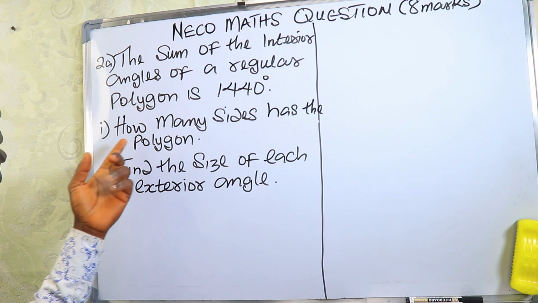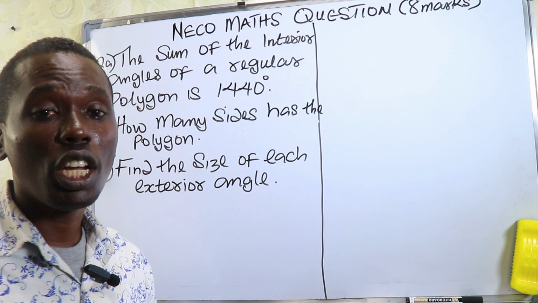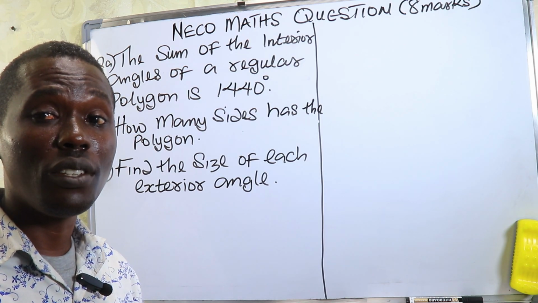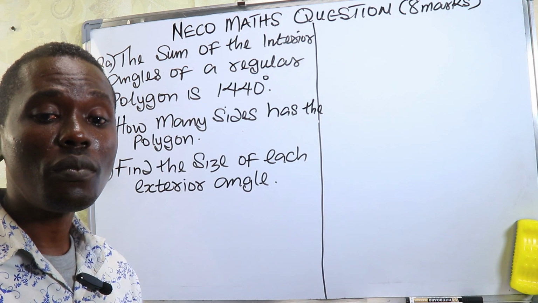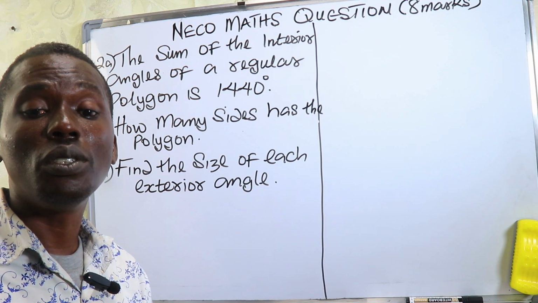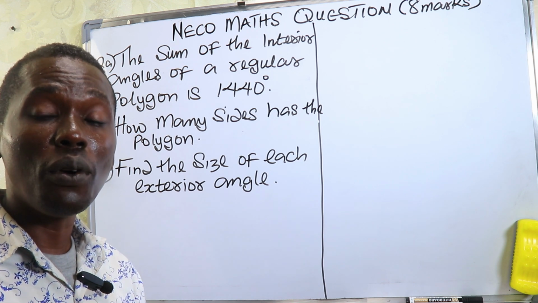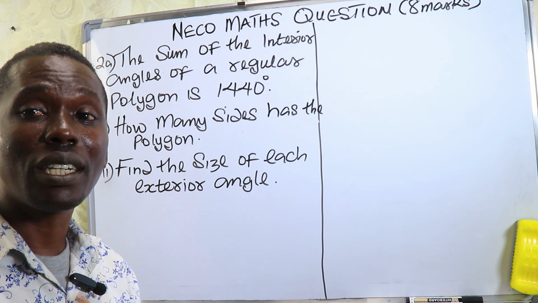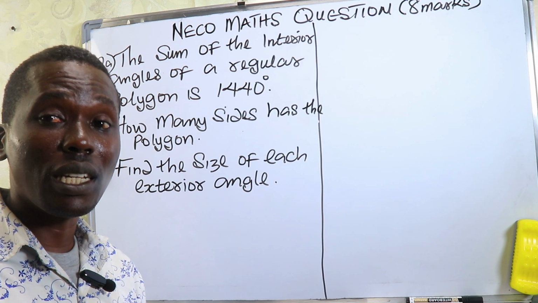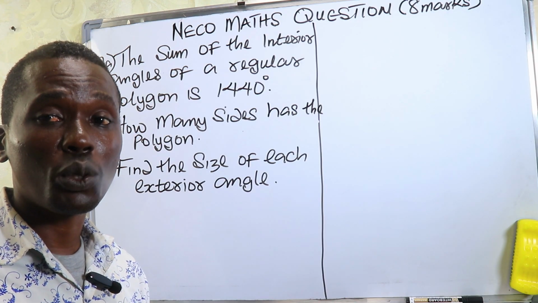1440 degrees. The question says, how many sides has the polygon? And you're asked to find the size of each exterior angle. Now, the first thing you ask yourself is, what is a polygon? And what is a regular polygon? A regular polygon is a polygon with congruent sides and equal angles. So a polygon that has congruent sides and equal angles is known as a regular polygon. An example of such regular polygons is a square and an equilateral triangle.